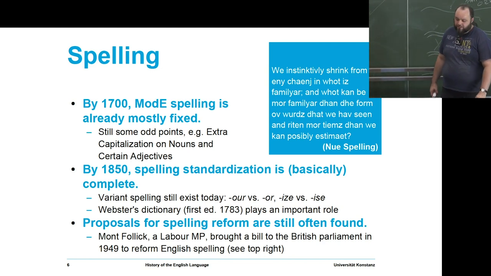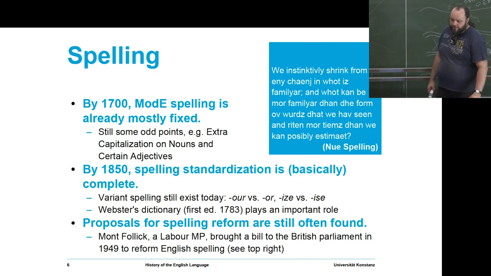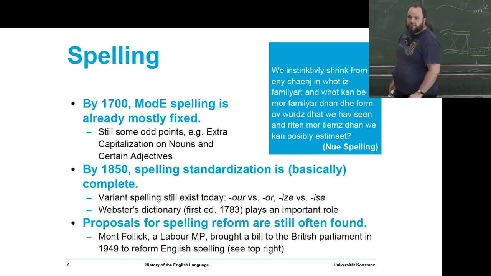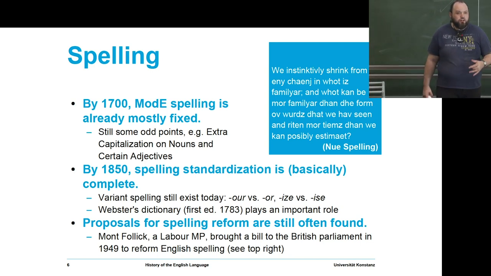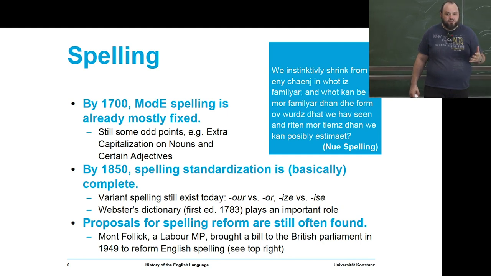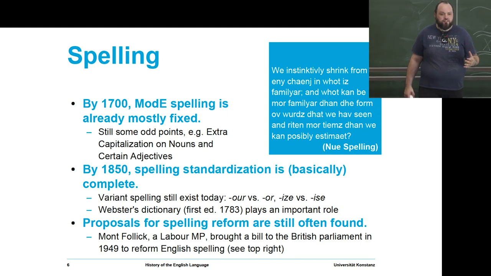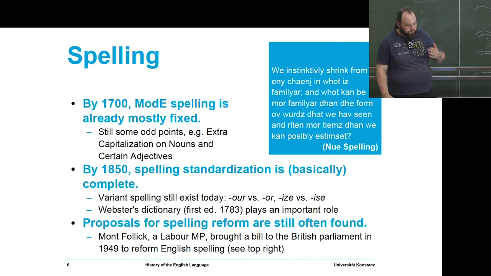By 1850, the standardization of spelling is complete. So when you read, for instance, Dickens or Austen or the Brontes, you can read them in the form in which they were originally written, and there will be almost nothing that stands out to you spelling-wise as being unusual from this period.